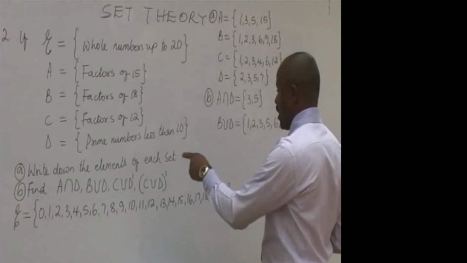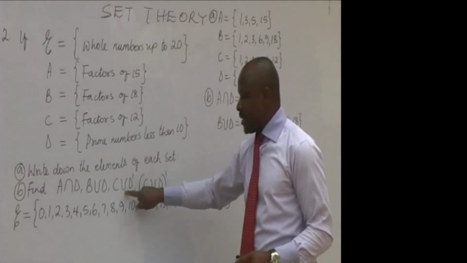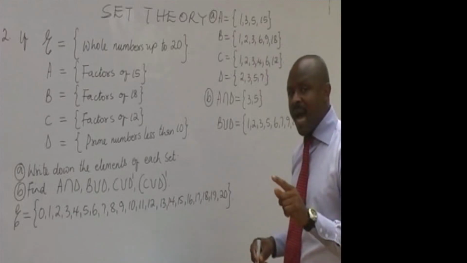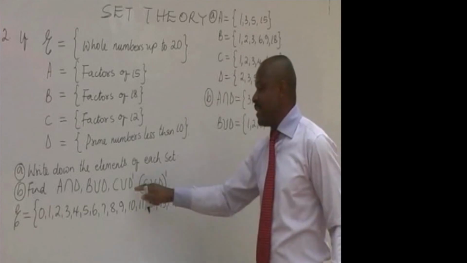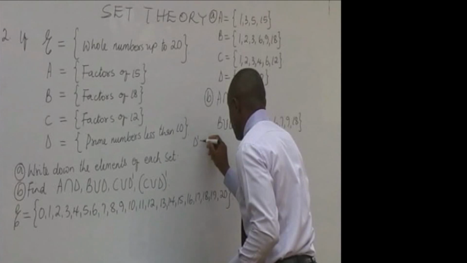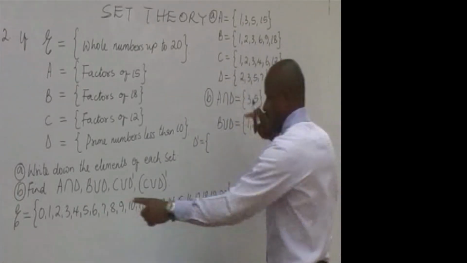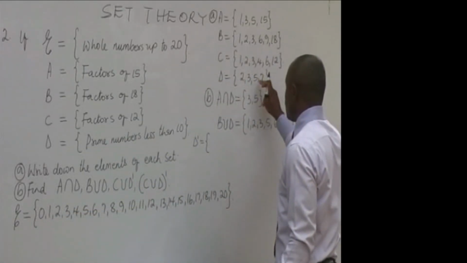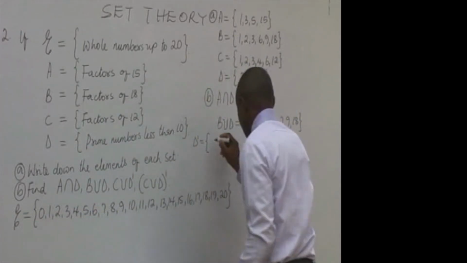Now C union D prime. Before you go into this, first of all, find D prime. D prime are those members of the universal set that you will not find in set D. So we have 0, 1. D is 2, 3, 5, 7. So we have 0, 1.